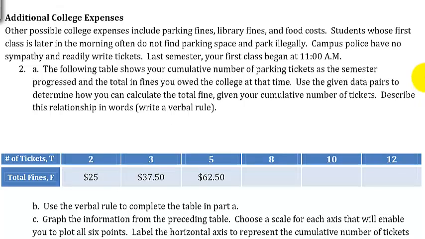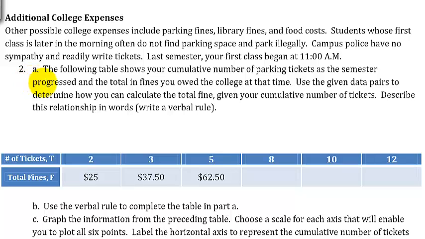This next problem, additional college expenses. Other possible college expenses include parking fines, library fines, and food costs. Students whose first class is later in the morning often do not find parking spaces and park illegally. Campus police have no sympathy and readily write tickets. Last semester, your first class began at 11 a.m.